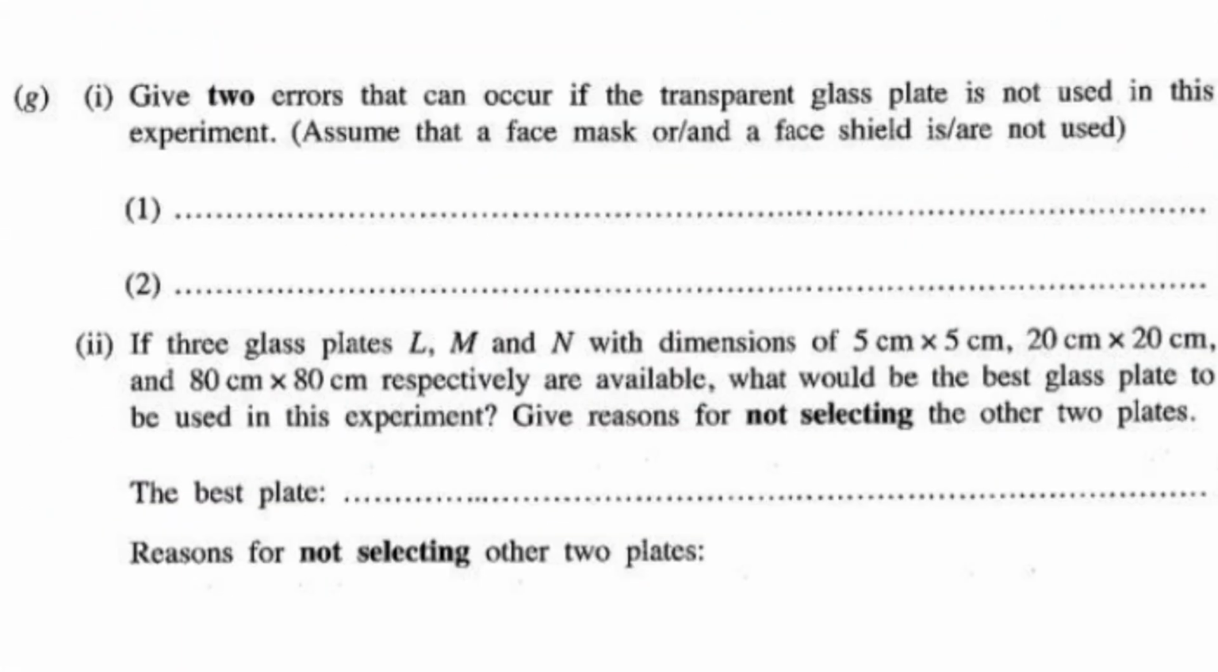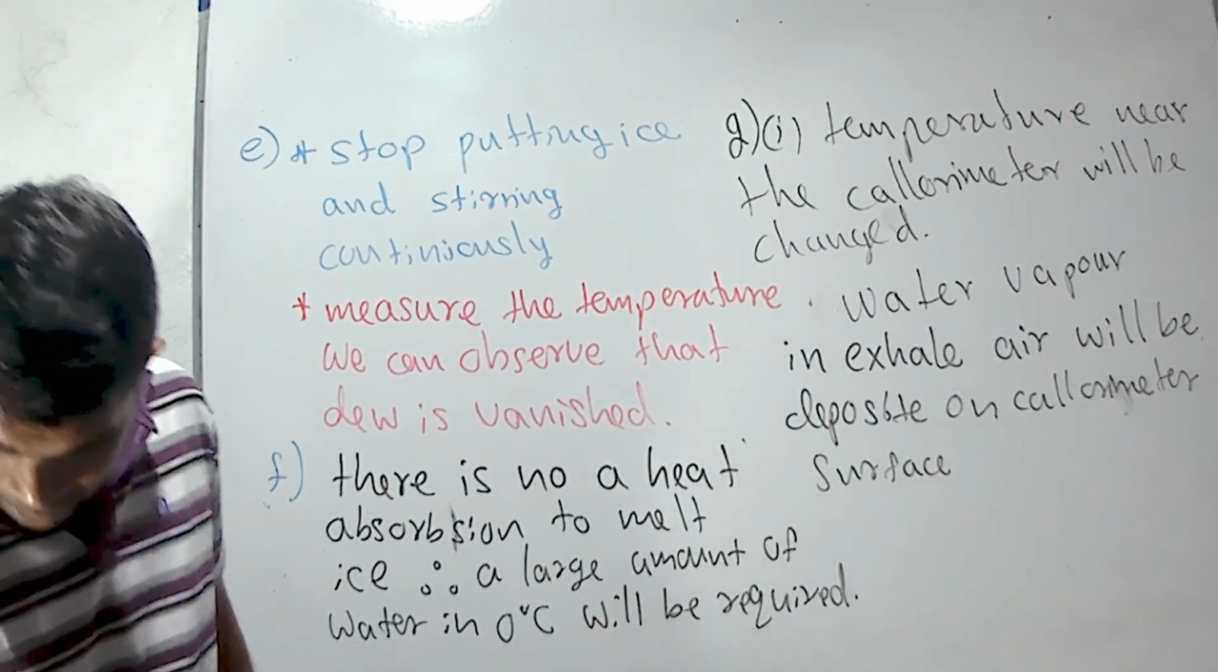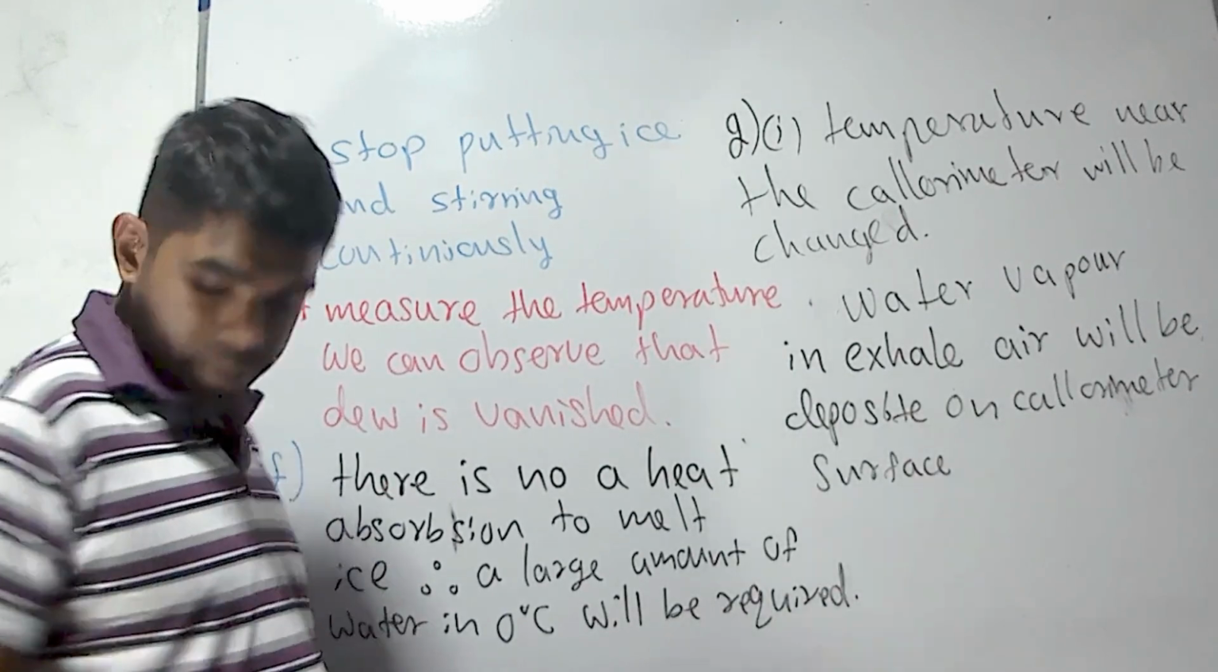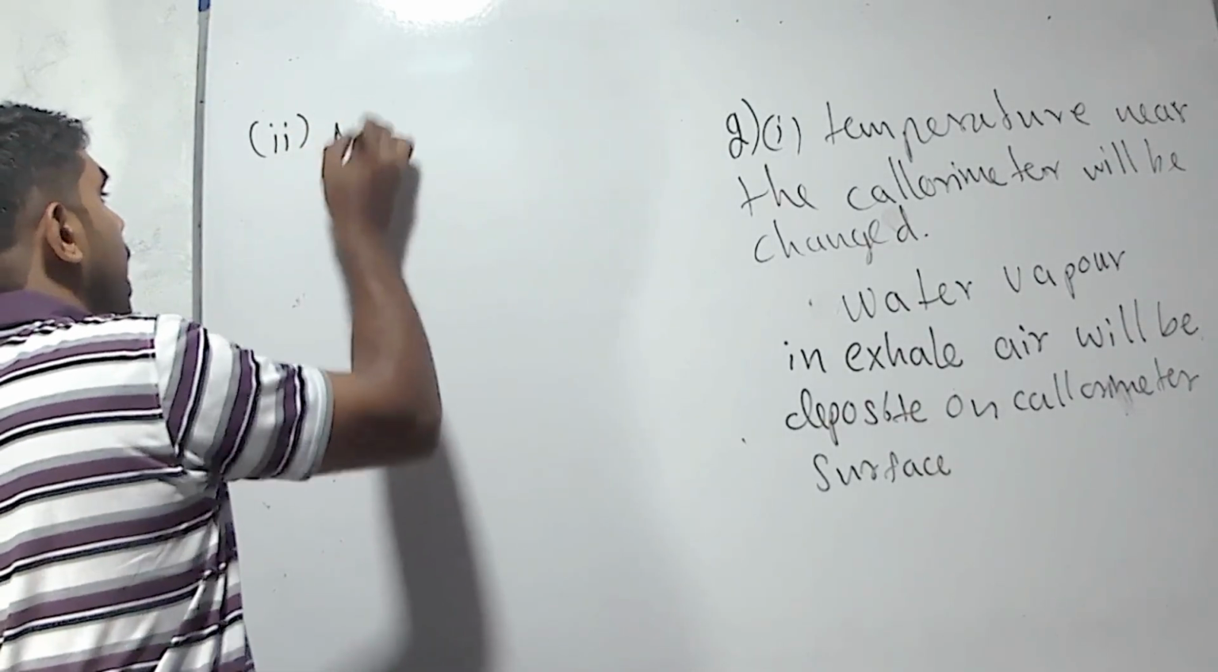Then part 2. If three glass plates L, M and N with dimensions 5 by 5 centimeters, 20 by 20 centimeters and 80 by 80 centimeters respectively are available, what would be the best glass plate to be used in this experiment? Give reasons for not selecting the other two plates. The best plate is the 20 by 20 plate. It means plate M. Then we can write G part 2, M plate.